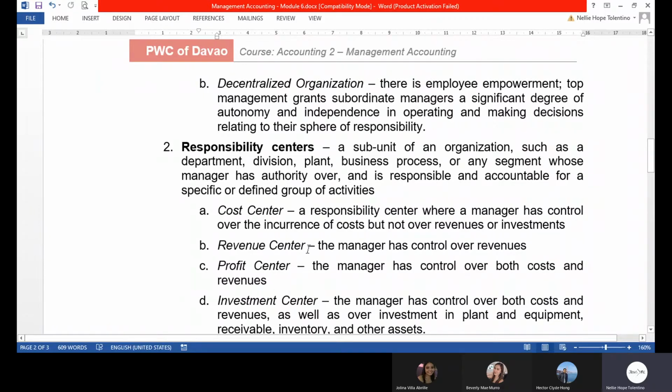And the investment center, it's when the manager has control over both cost and revenues as well as over investment in plant and equipment, receivable, inventory, and other assets. So, itong investment center, parang nasa kanya na lahat. Pwede, the manager here has control over cost center, the revenue center, and the profit center. So, tapos additional pa yung investment center. So, ang investment has something to do about your non-current assets and yeah, where do we invest our capital? Yung parang ganun. The investment center.